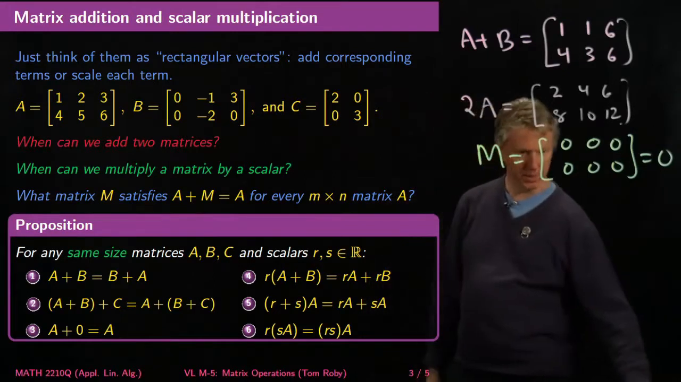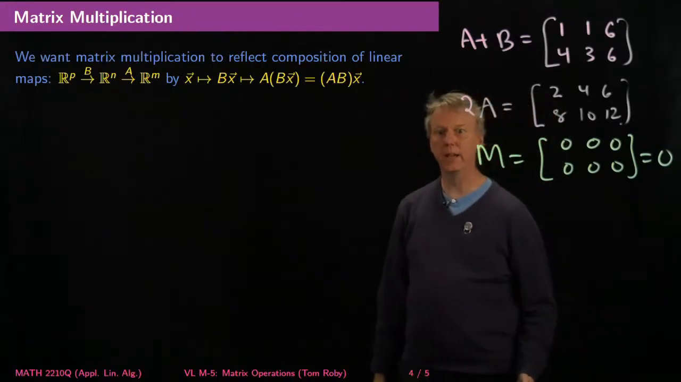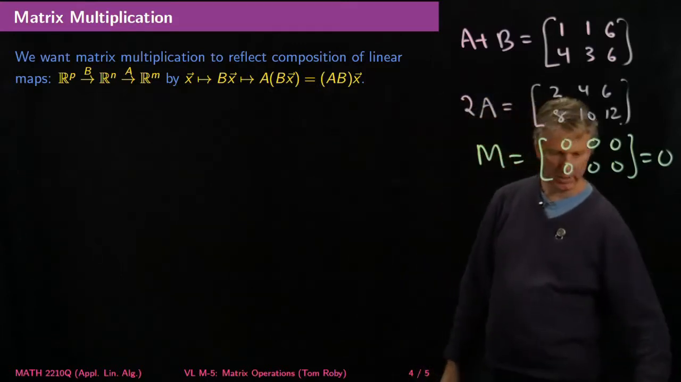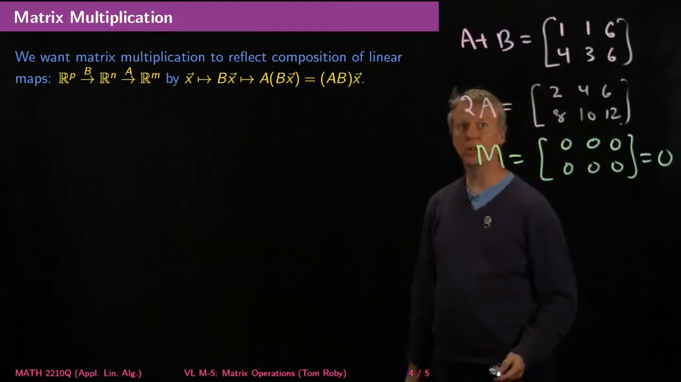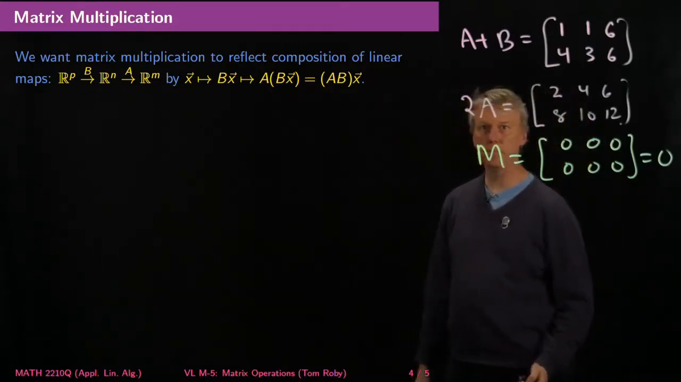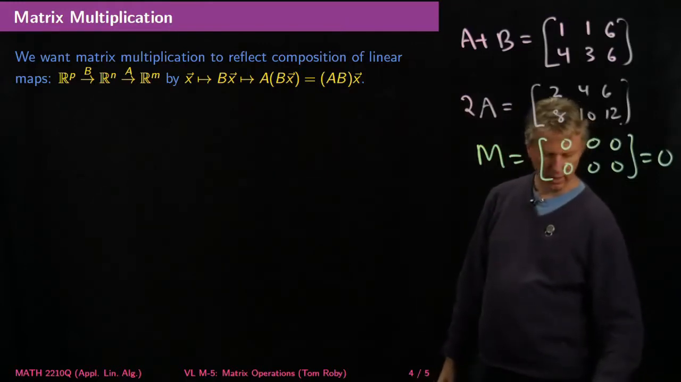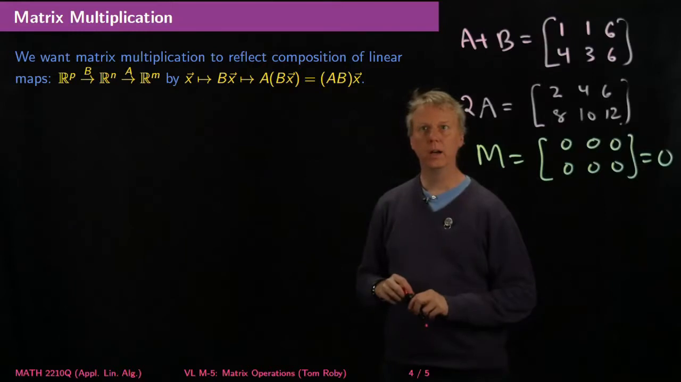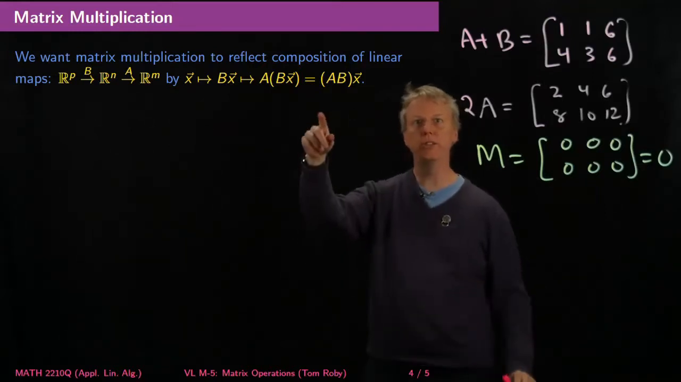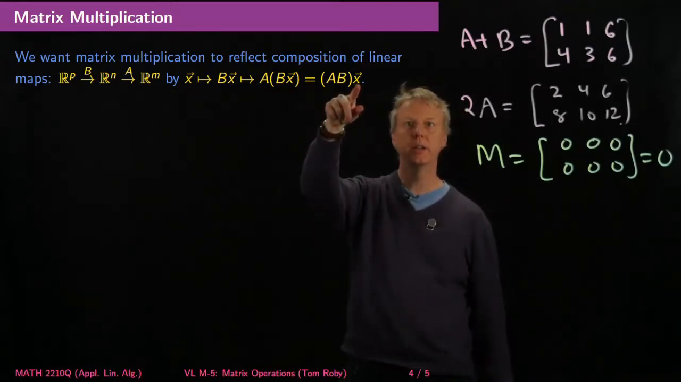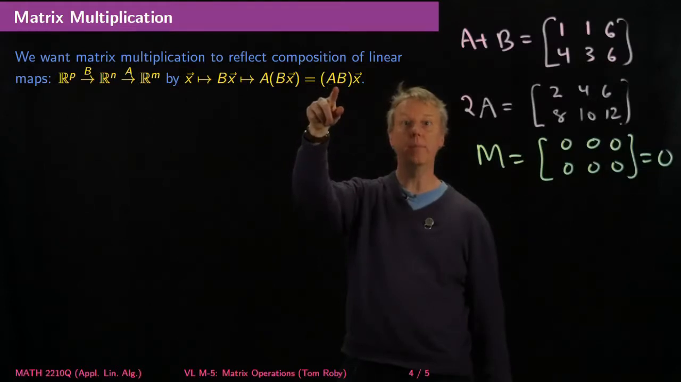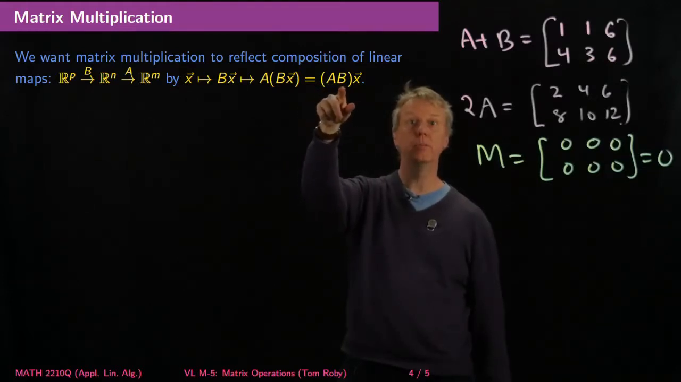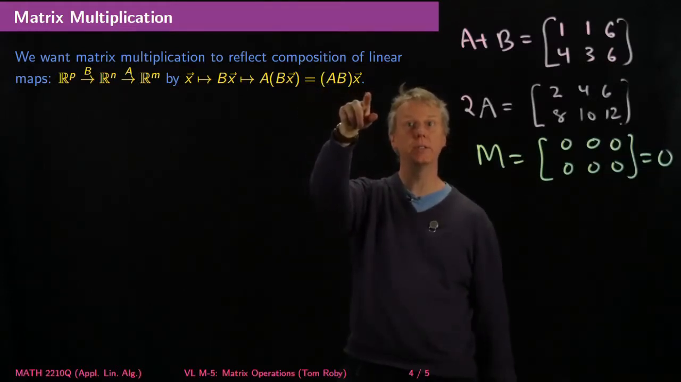So I think that's all I want to say about that for the moment. And so I'd like to move on to matrix multiplication. I really want to think about matrix multiplication as I have a vector x, and I want to know what happens if I take the product of two matrices and I apply it to x.